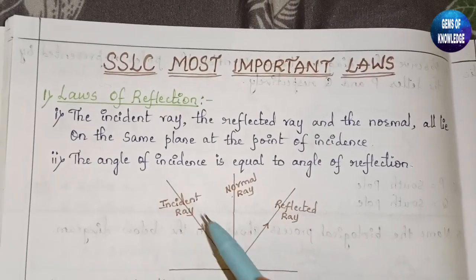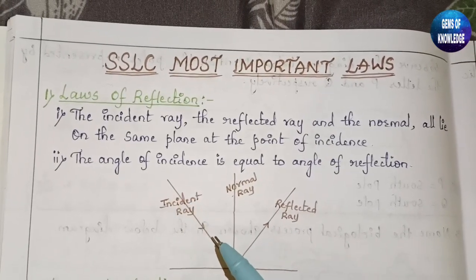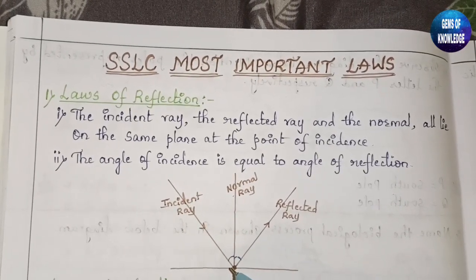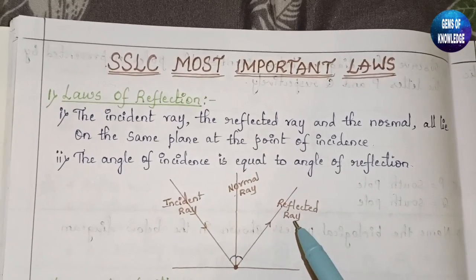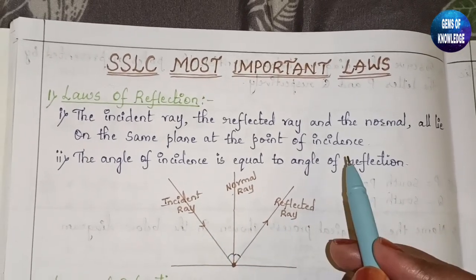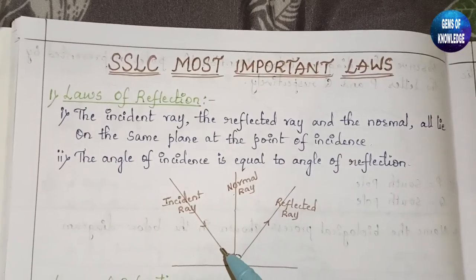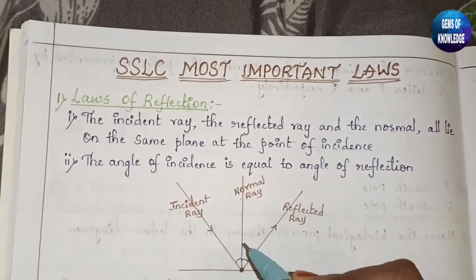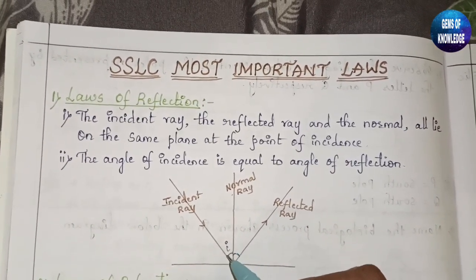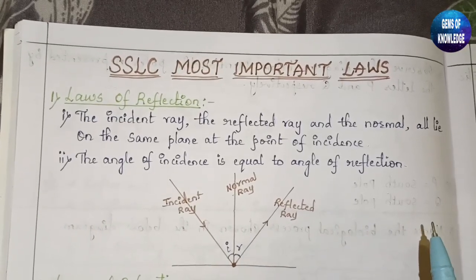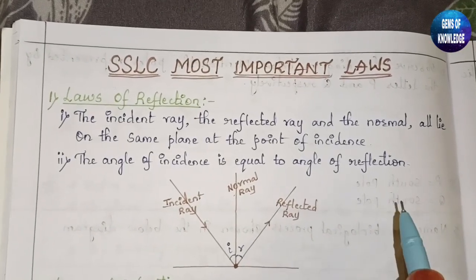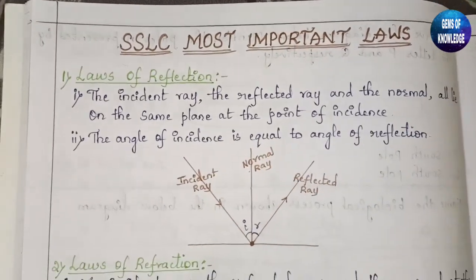You can see the arrow marks here. The incident ray is the coming ray which is hitting at this point and going back in this direction. It is called the reflected ray. After reflection it is going back. The angle formed here is I, that is the angle of incidence, and this is R, the angle of reflection. So I hope this law is cleared.